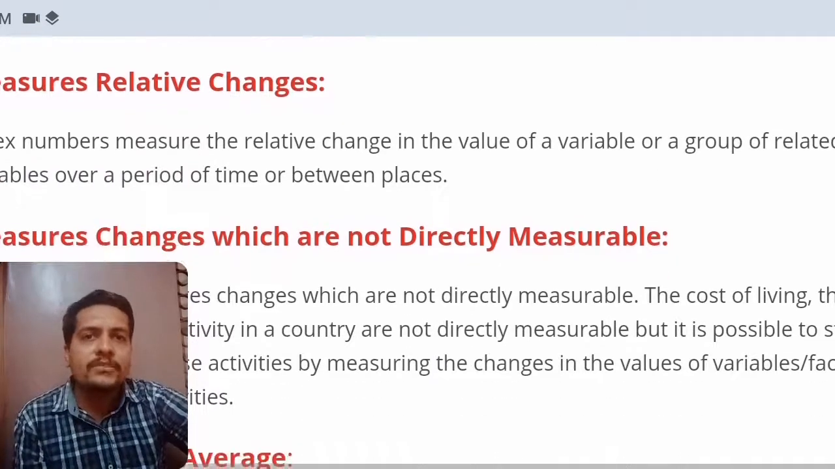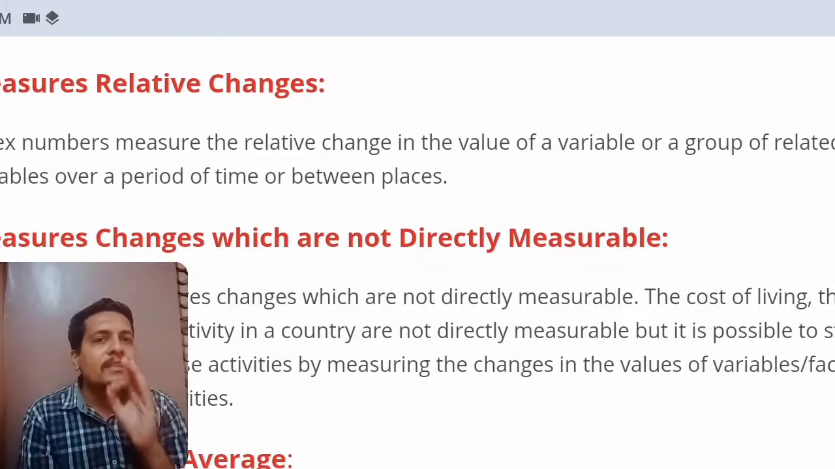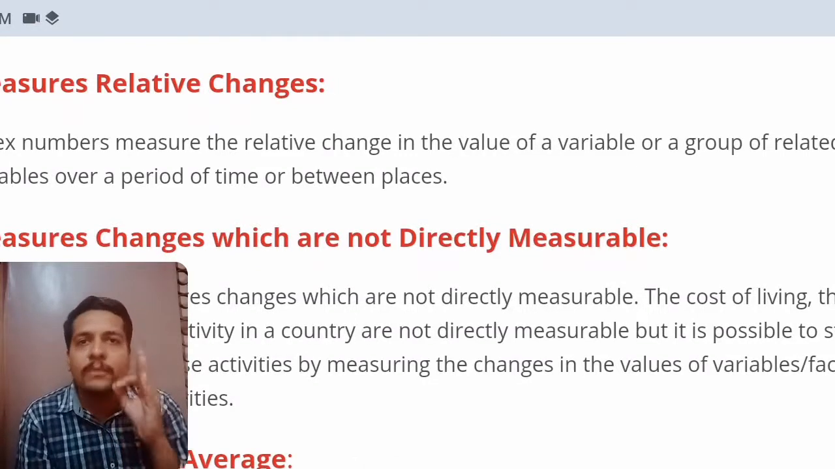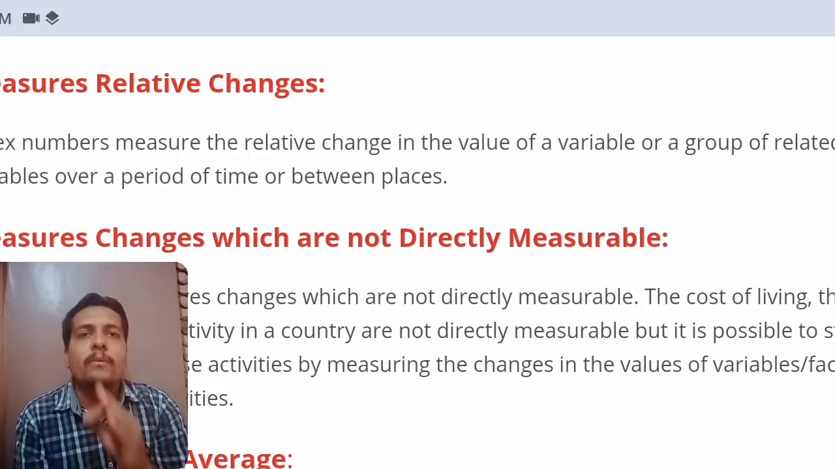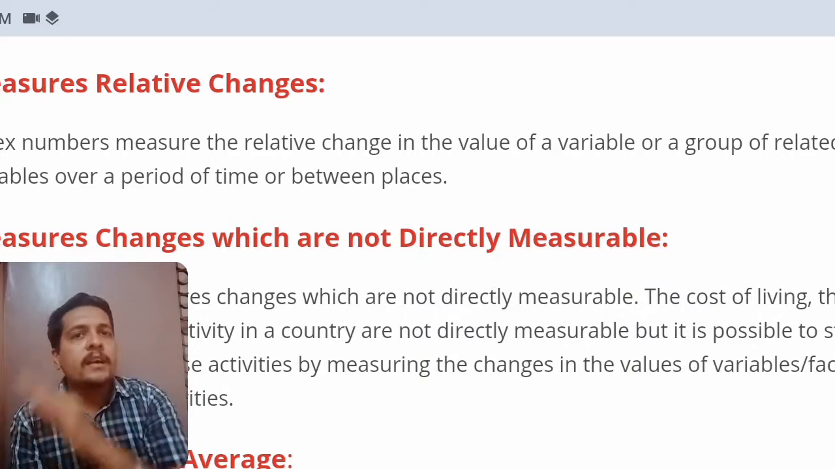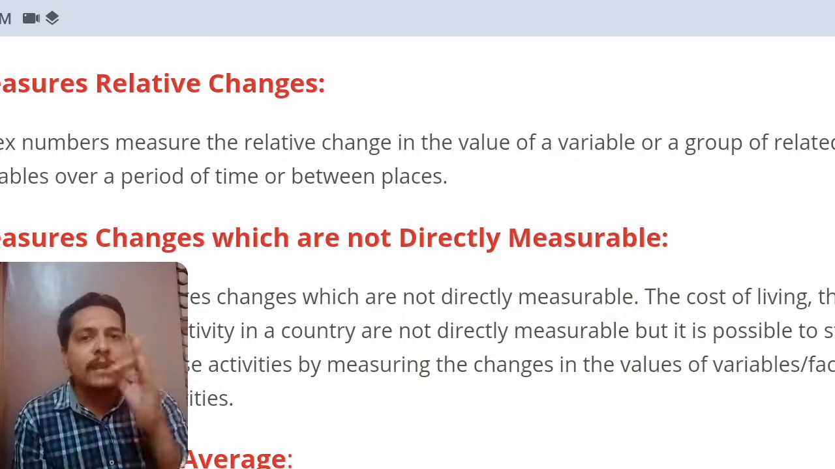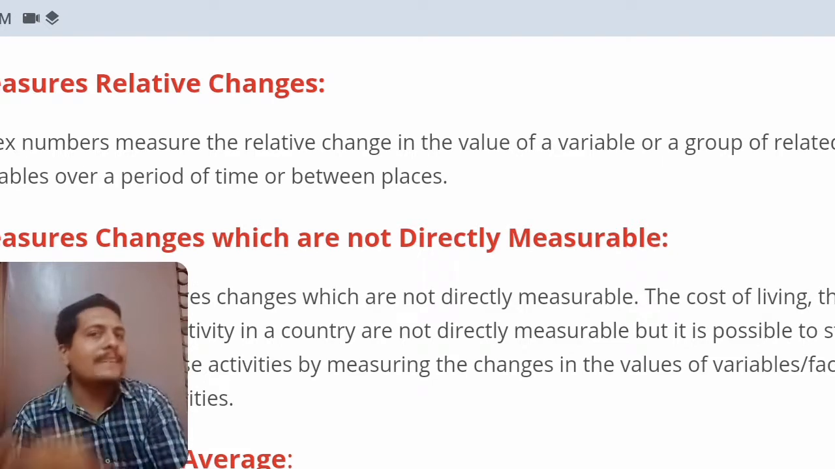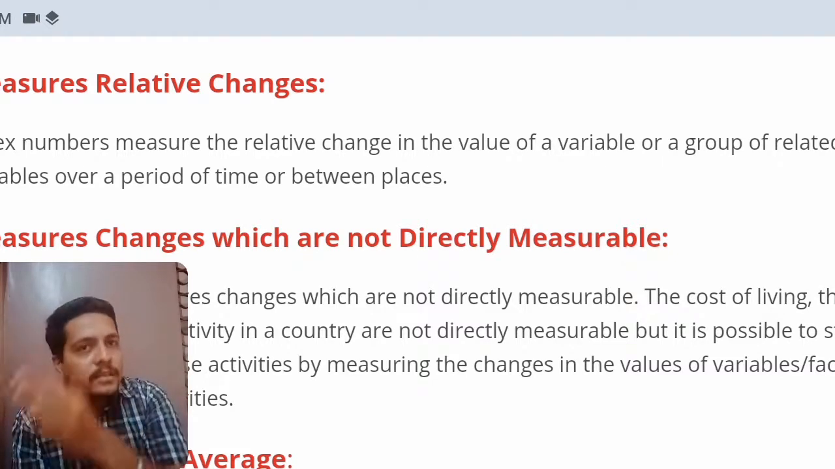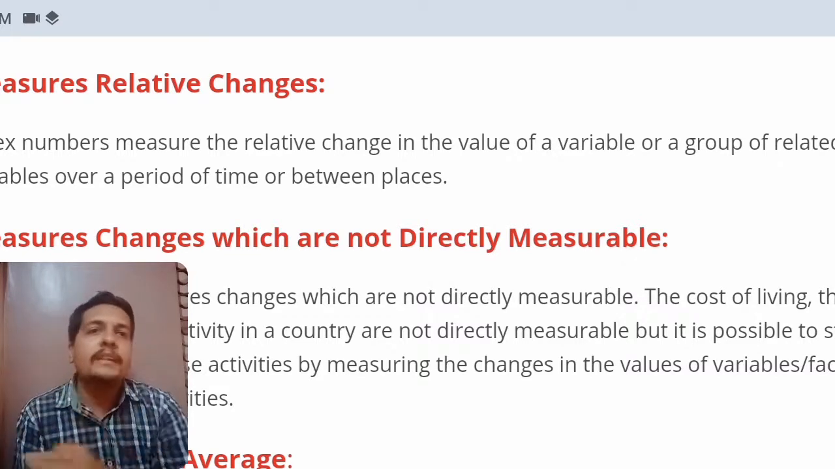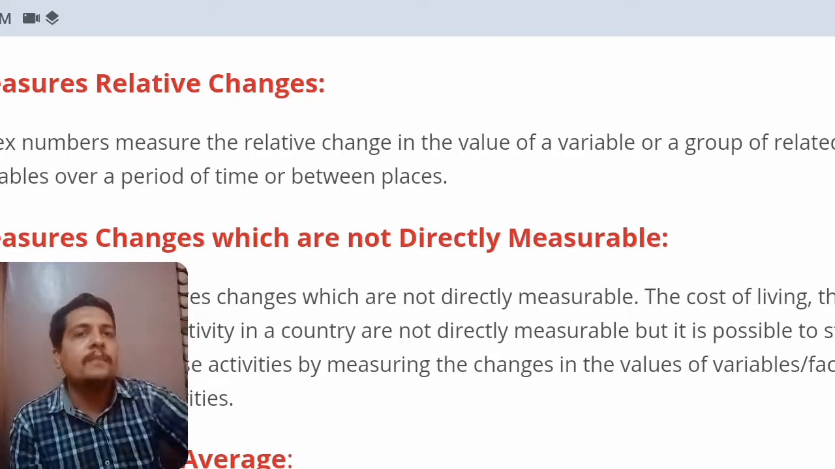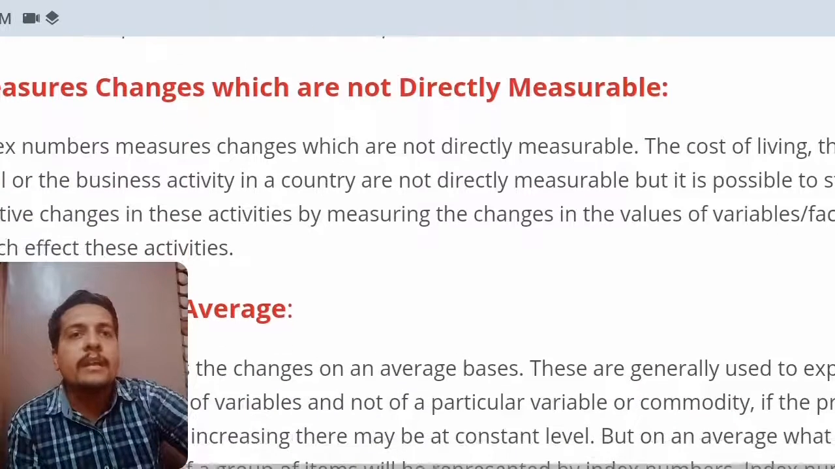After that, the third characteristic: measures relative change. This is a very important feature of index number. Index numbers measure the relative change in the value of a variable or a group of related variables over a period of time or between places, which we studied earlier. Over a period of time, compared to 1916 to 1918 or 1918 to 1960. Otherwise, at different places, like India in 1980 and America in 1980. So relative change measure is a very important characteristic of our index number.